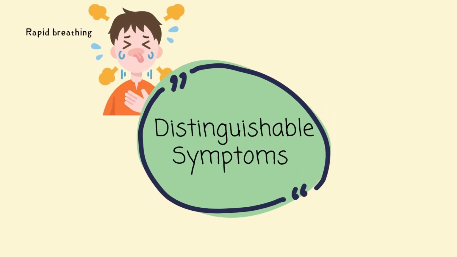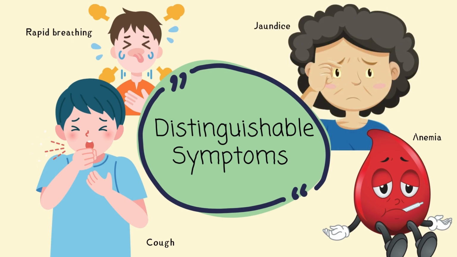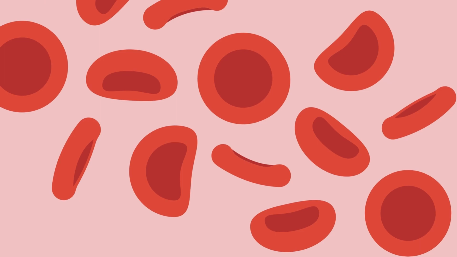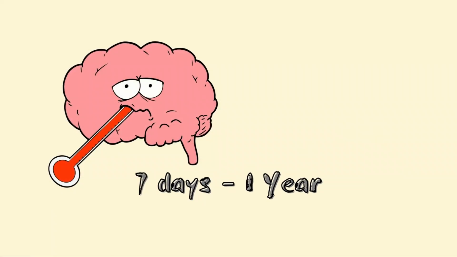However, the most distinguishable symptoms are rapid breathing, cough, anemia, and jaundice, especially jaundice, which is the yellowing of the skin and eyes due to the loss of red blood cells. The symptoms may be seen as early as 7 days or as late as 1 year after the infection, but most people will begin experiencing symptoms 10 days to 4 weeks after infection.